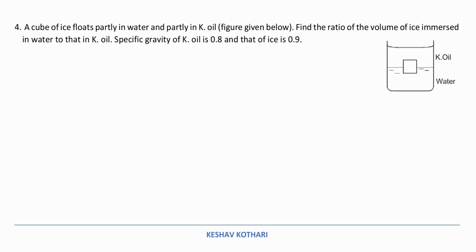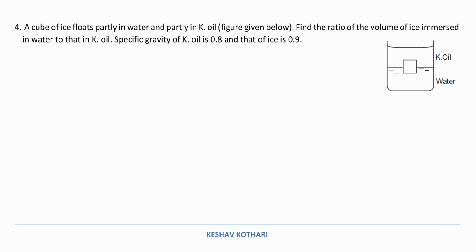A cube of ice floats partly in water and partly in kerosene oil, given in the figure below. Find the ratio of the volume of ice immersed in water to that in kerosene oil. The specific gravity of kerosene oil is 0.8 and that of ice is 0.9.